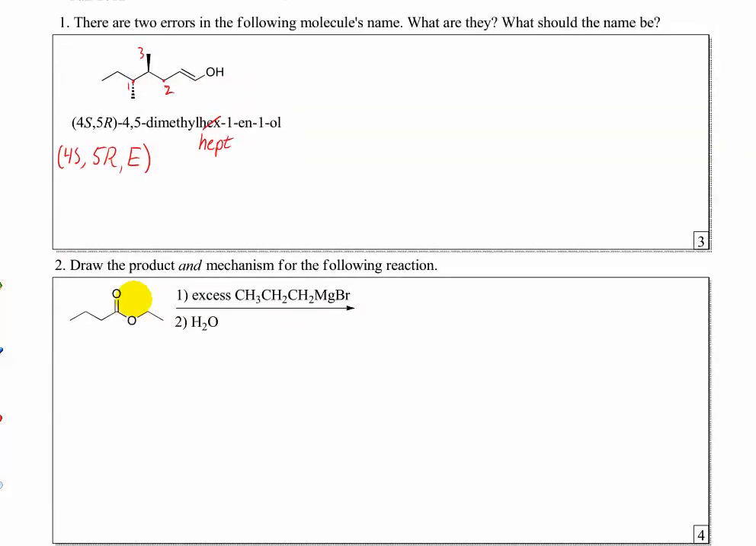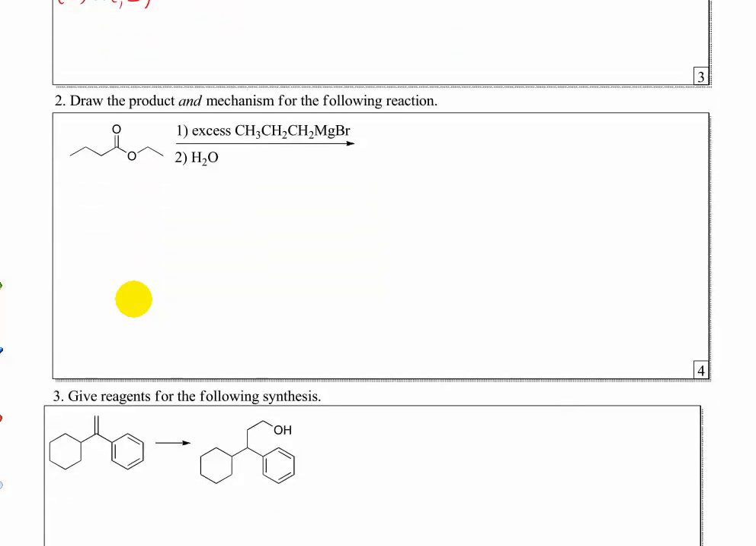All right, any other questions about that name? Okay, mechanism here. What happens first? Yeah, so that negatively charged propane, whatever you call that. We know it's not actually negatively charged, but we can write it that way as part of the mechanism. That gives you this intermediate. Then what happens? The negative electrons come down from the O and tip off the E.